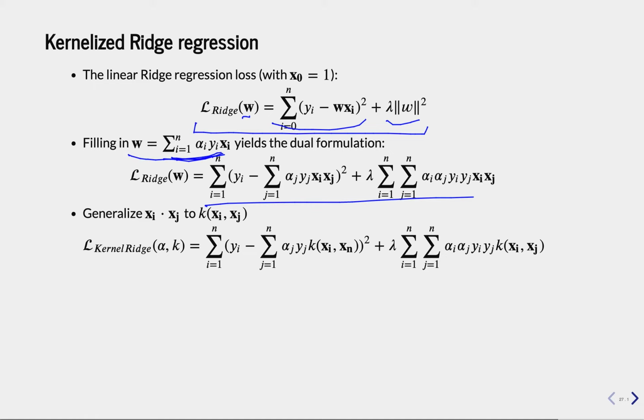Now we see that we only have dot products here. So instead of computing the loss in terms of the weights of the features, we compute the loss in terms of the dual coefficients of our data points. And we just have to learn these dual coefficients of the data points. And because now the inputs only occur as dot products, we can just replace these dot products by any kernel of our choice, and we're done. And now we have kernelized ridge.